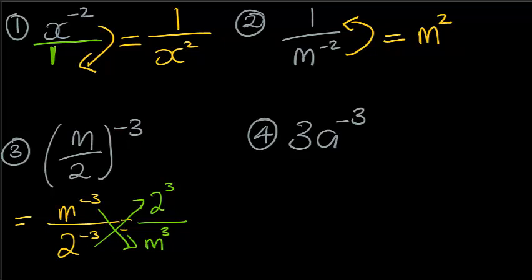Now 2 to the power of 3 is 2 times 2, which is 4, times 2 is 8. So my answer actually is 8 over m cubed. And that's my final answer.